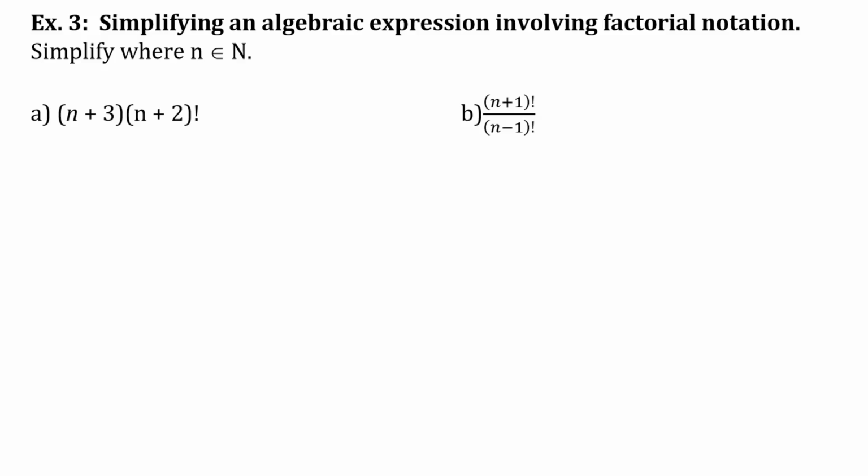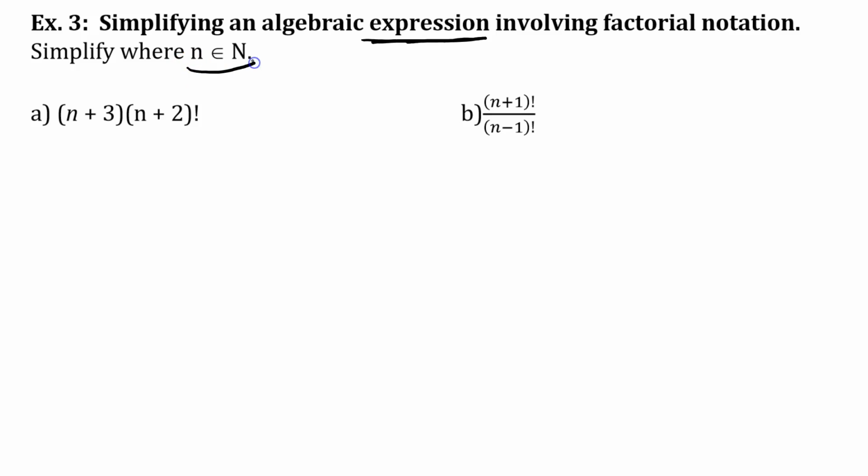Example number 3, simplifying an algebraic expression. Okay, so not an equation, but an expression. So there are no equal signs, or one side is not equal to the other side. That's in the next example. Okay, sorry, let me start again. Example number 3, simplifying an algebraic expression involving factorial notation.